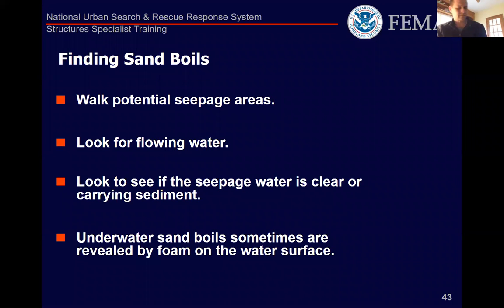So when we want to talk about finding sand boils, we're walking those potential seepage areas. We're looking at the toe, we're looking at the groins, those typical areas where water's moving through. We're looking for flowing water. We're looking to see if it's clear or if it's carrying sediment, if it's cloudy and has a tinge or a tint. Sometimes it's hard to tell based on the color of the water itself, and you'll see that in the next two pictures. Underwater sand boils are sometimes revealed by foam on the surface too.